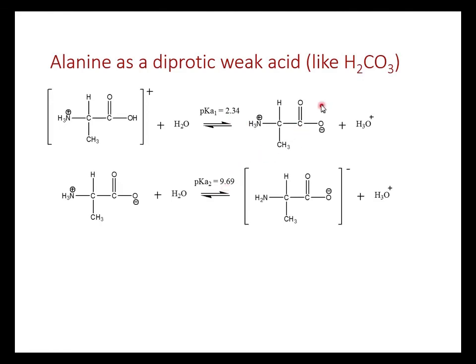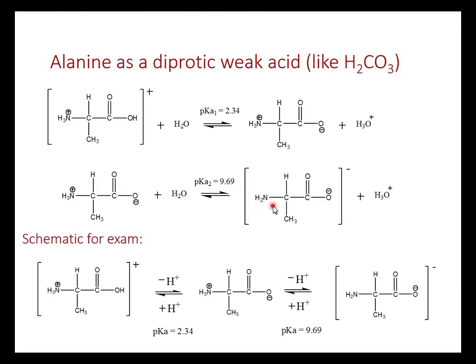Next, we have the reaction of this first conjugate base as another acid. So that's the same species down here, and the carboxylate has already been formed from the carboxylic acid. Now we still have this ammonium group with a pKa of 9.69, so that will react with water to give an H3O+ and the amine left.